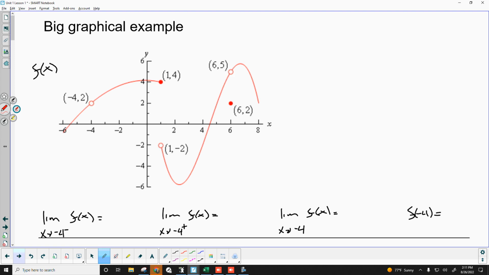You see a point right at -4? I see an open circle. That is just like this example, where we have a hole and not a point.